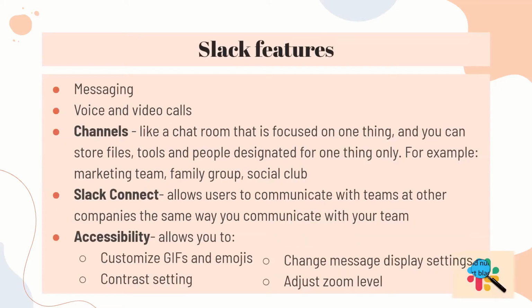So Slack features. Some features that Slack provides include messaging, voice and video calls, and channels, which are sort of like a chat room that's focused on one thing, and you can store files, tools, and people designated for one thing only. For example, if you want to have a marketing team in a particular channel or chat room, or a family group or even a social club.